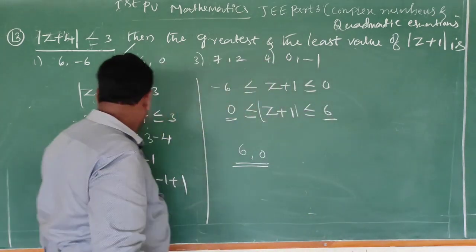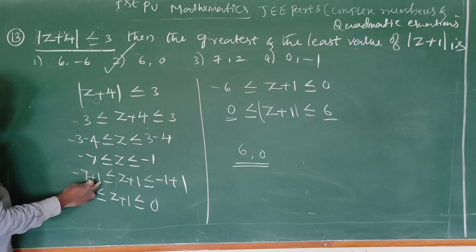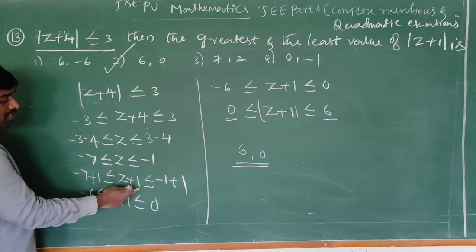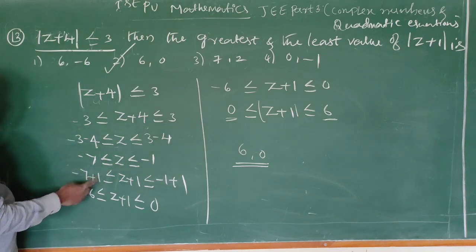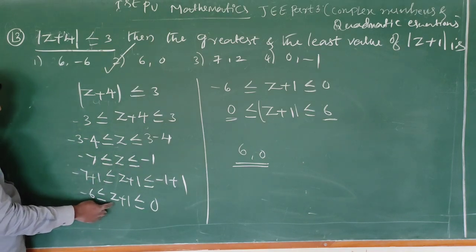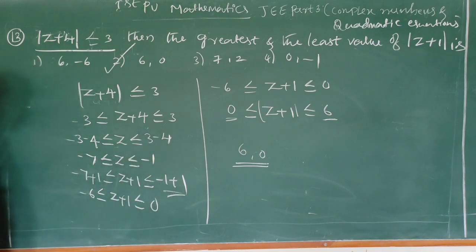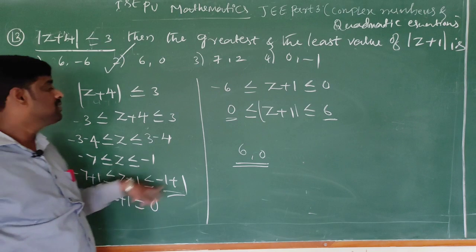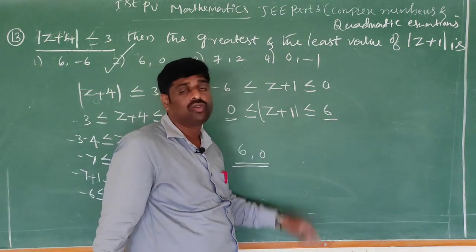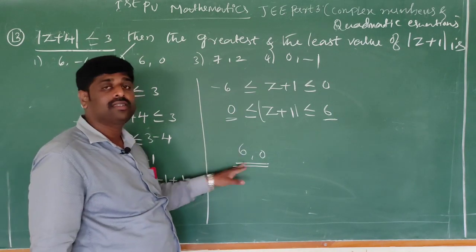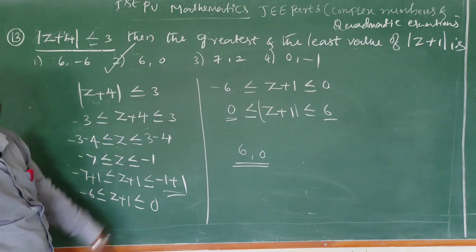Plus 1 operating on both sides. Minus 7 plus 1 less than or equal to z plus 1 less than or equal to minus 1 plus 1. Minus 7 plus 1 is minus 6, less than or equal to z plus 1 less than or equal to, this value is what? 0. This can be written as 0 less than or equal to modulus of z plus 1 less than or equal to 6. The greatest value is 6, the least value is 0. The values of greatest and least are 6 comma 0.